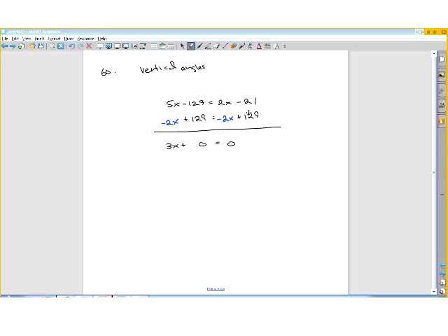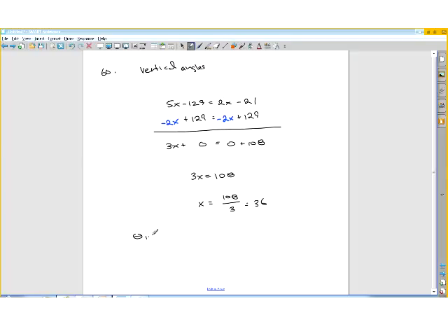2x minus 2x gives us 0, which is the purpose. And here we add those together and we get 108. So that becomes 3x is equal to 108 because we can drop out the zeros. And then we divide both sides by 3. And 108 divided by 3 is 36. Okay, so that's x, but that's not the answer.